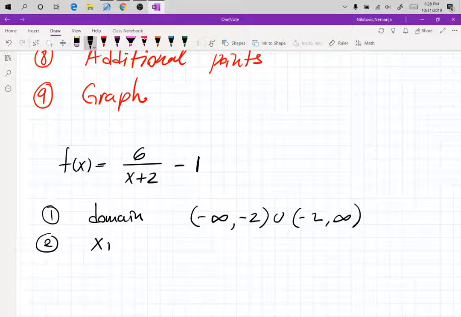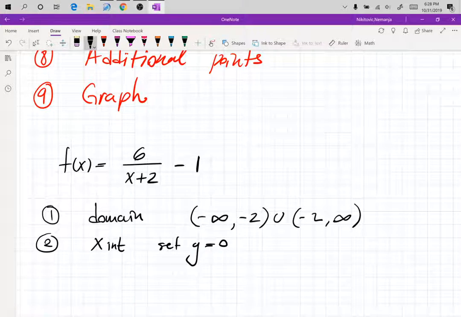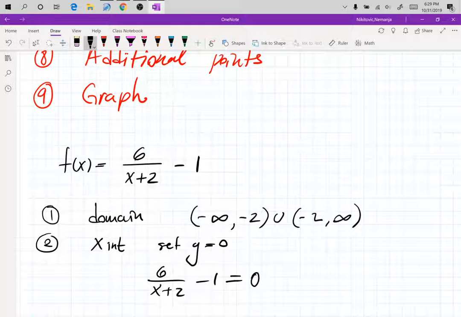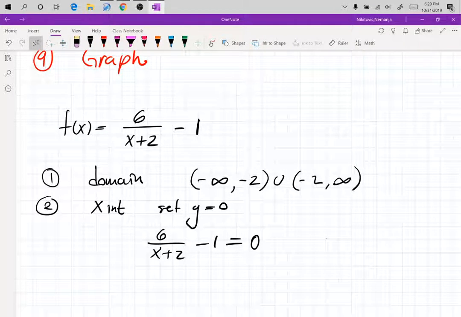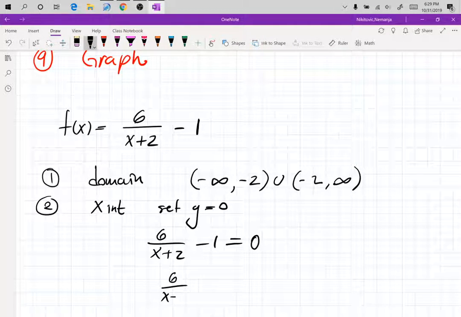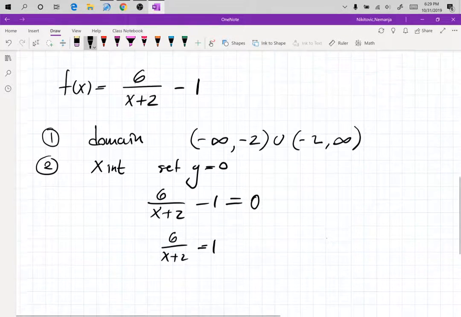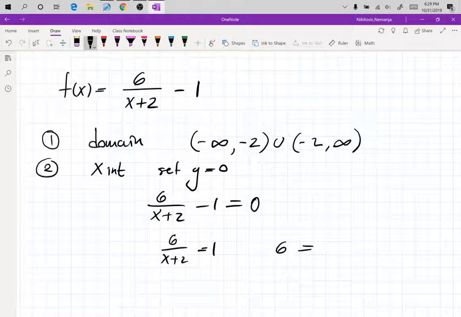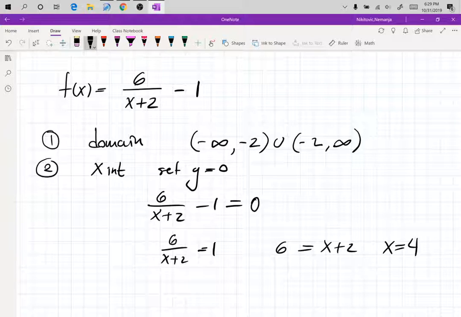We're going to calculate the x-intercept by setting y equal to 0. So we are calculating 6 over x plus 2, minus 1, equals 0. That's 6 over x plus 2 equals 1. Cross multiply, we get 6 equals x plus 2. And finally, x equals 4.